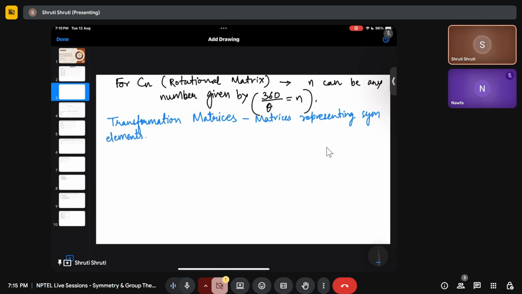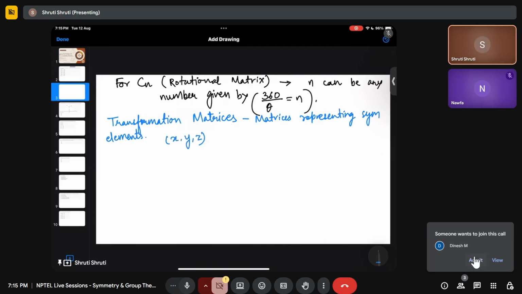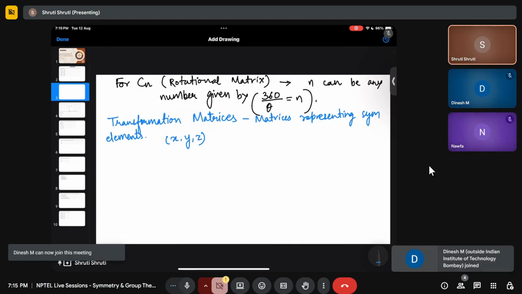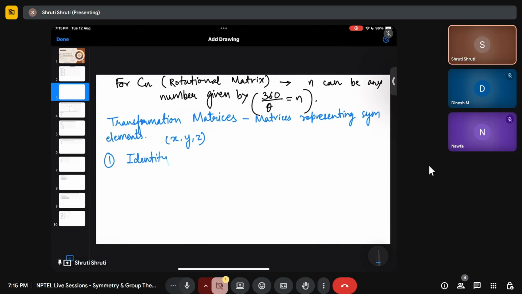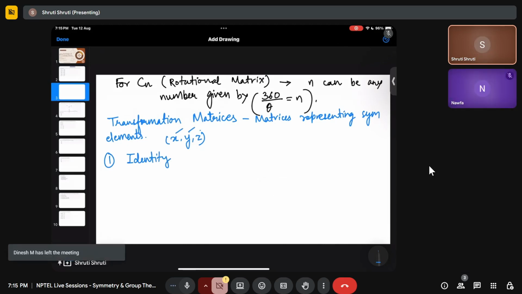Okay, so if you want to transform a point x, y, z, let us start with the easiest, identity. You have three coordinates which you want to transform. For that you need a matrix of order 3, a 3 cross 3 matrix. So you need 1 1 1 on the diagonal, and the other elements should be 0.